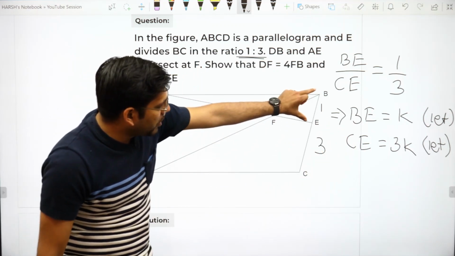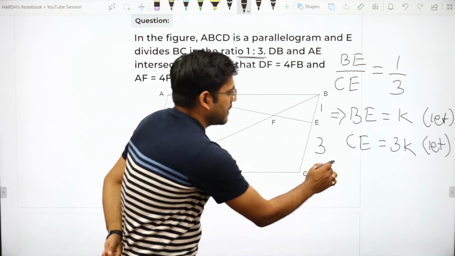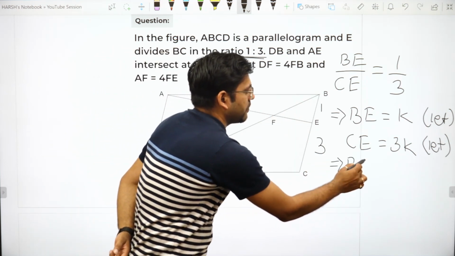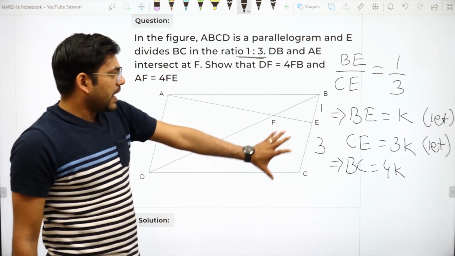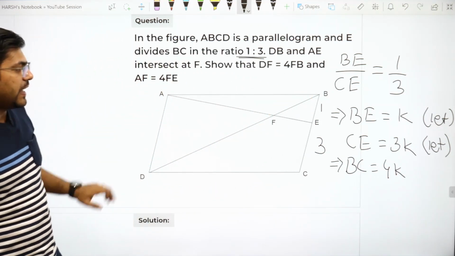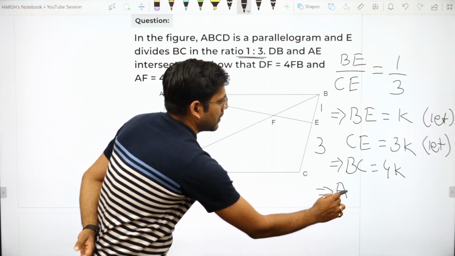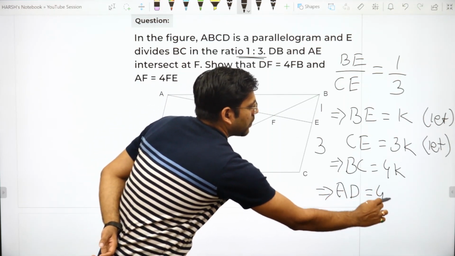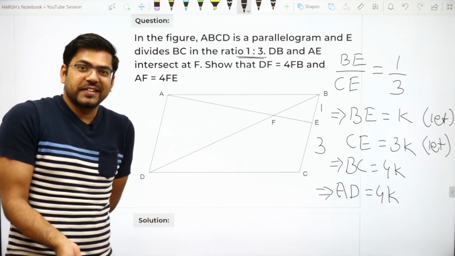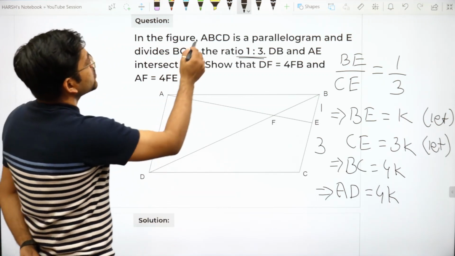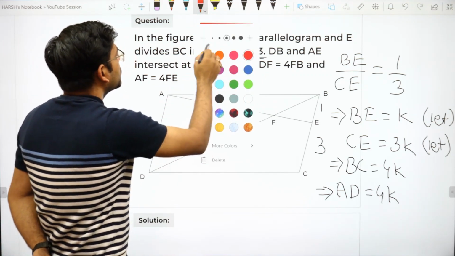Now you can see that BE is K and CE is 3K, so the whole BC would be 4K. And if BC is 4K, then surely AD will also be 4K. So I am writing here, this implies AD is also equal to 4K. So I guess now it's solved, isn't it? Why I am saying that it's solved, I'll just tell you. And for telling you, I'll use some other color.